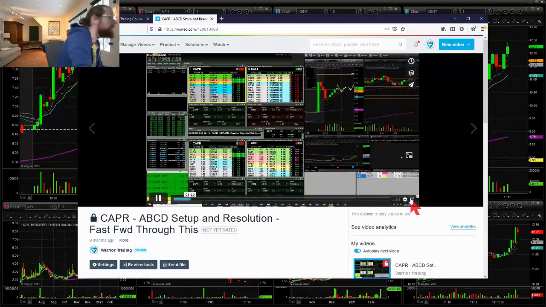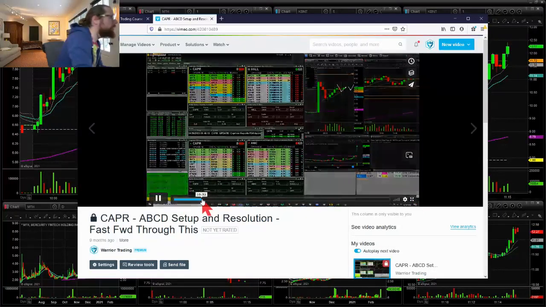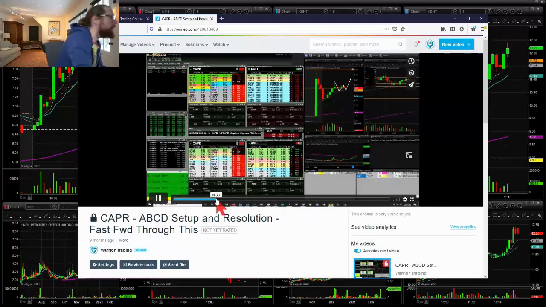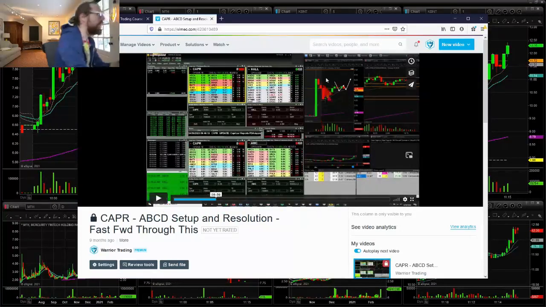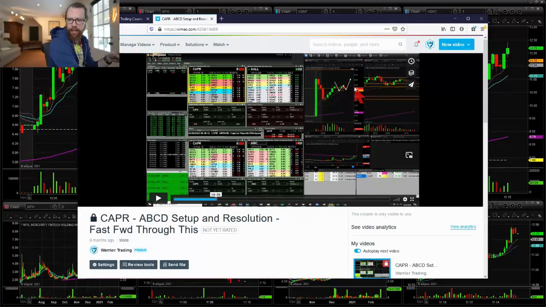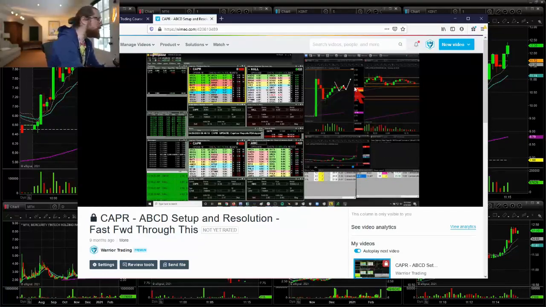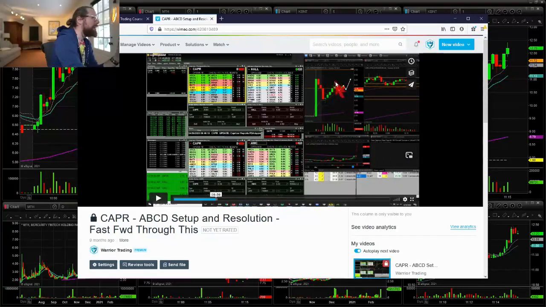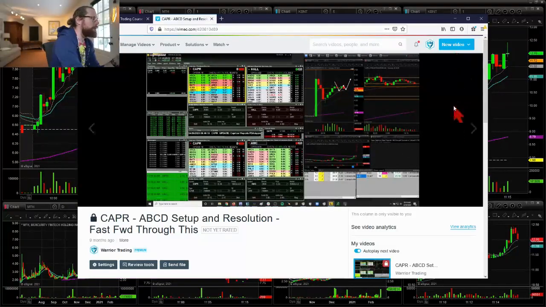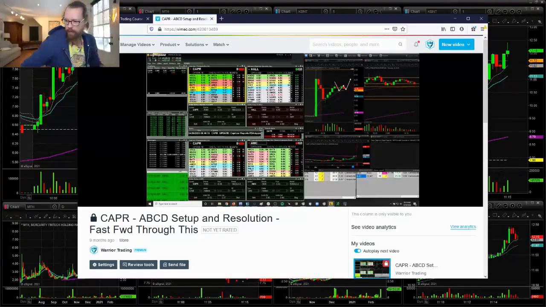I just have to see if I can get dialed in here on the ABCD pattern. Looks like this is, okay, so I'm drawing the pattern out. So this is, as you see, I'm drawing this. This is me beginning to visualize what's happening, visualizing the pattern. It's pulled back, it's popped up, it's pulled back, and then we're going to look for the continuation through the high.